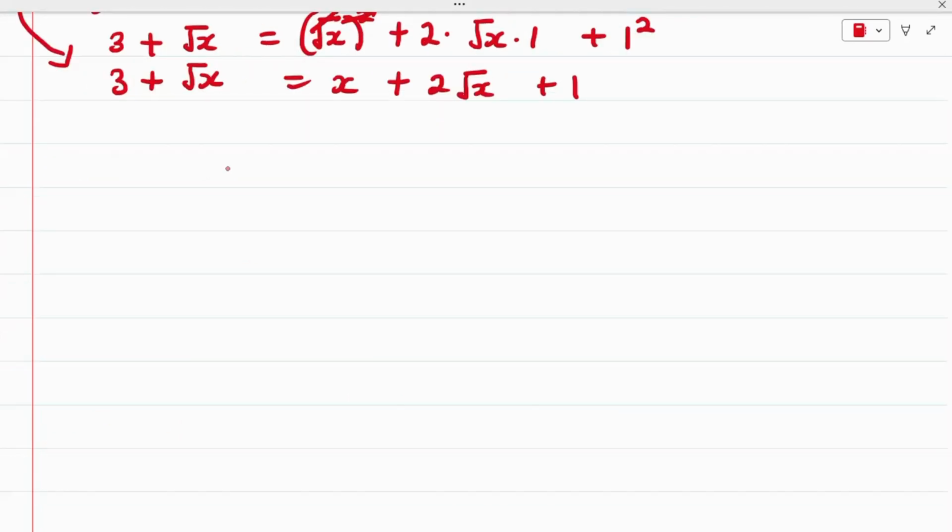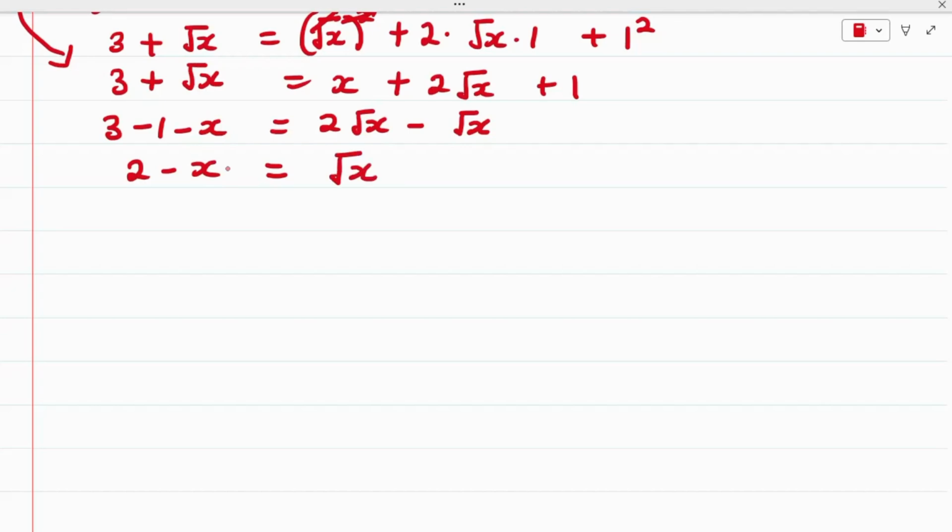So collecting like terms, we have this to be 3 minus 1 minus x is equal to 2 roots of x minus the root of x. We want to simply isolate the root of x, so we have this to be 3 minus 1 is 2 minus x, which is equals to 2 root x minus x is going to give us the root of x. So we want to square both sides.